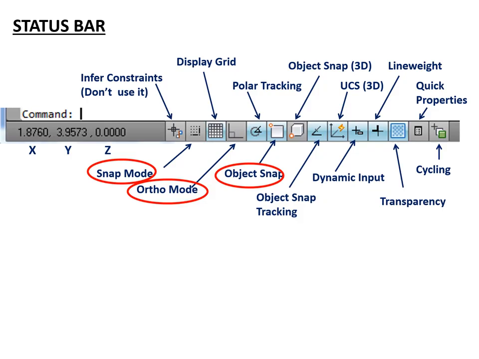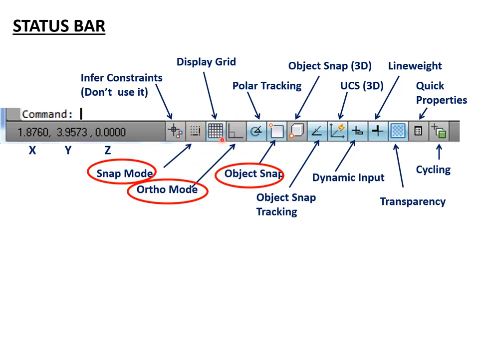Okay, when creating dimensions, you do want to have certain options in the status bar on and some off. You definitely want to have snap mode off, or else it'll snap to your grid, so it may give you inaccurate dimensions. So make sure you have snap mode off. You can tell it's off because it's grayed out.